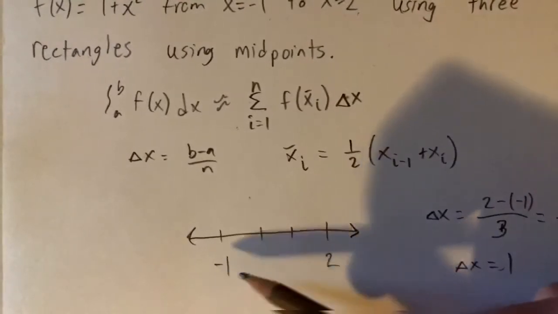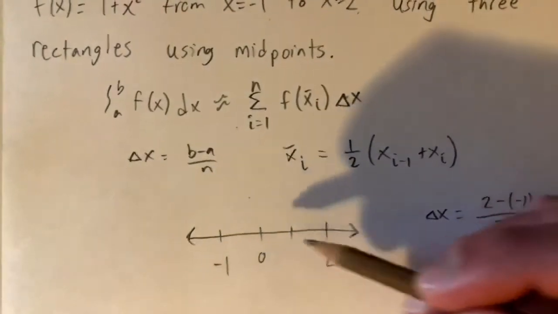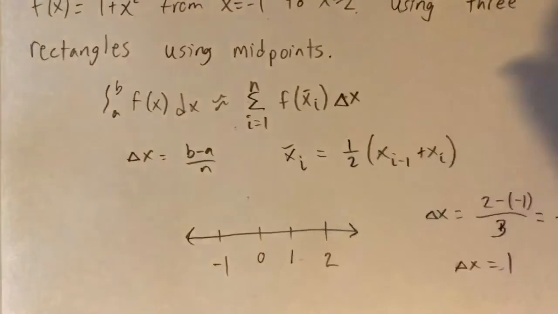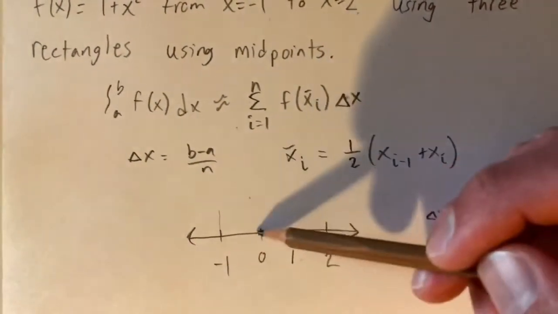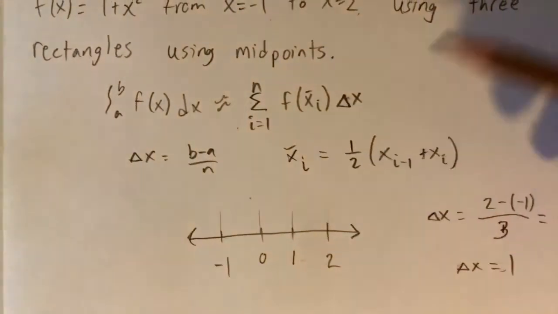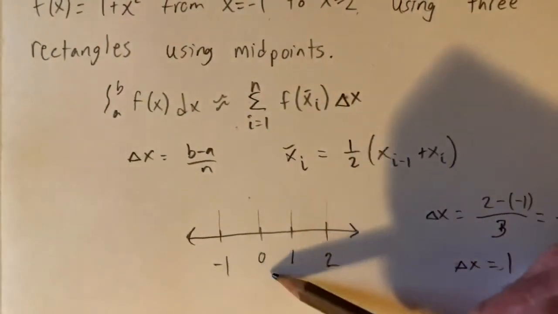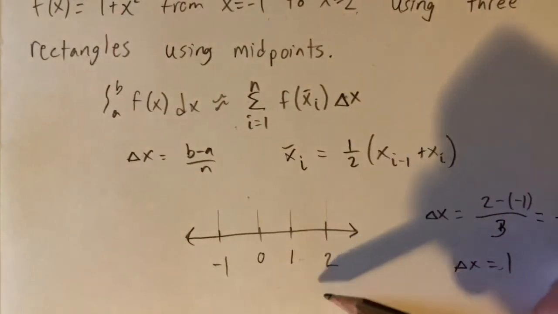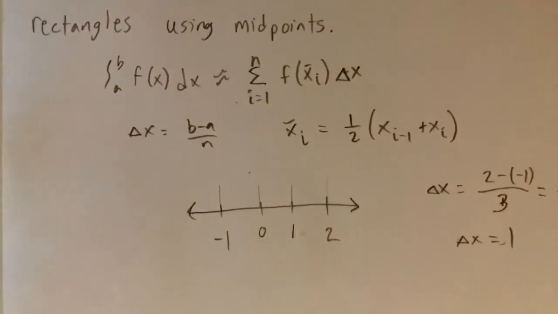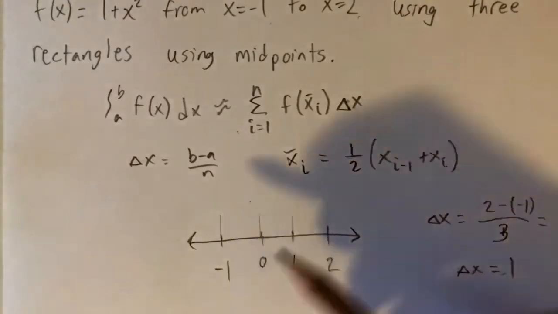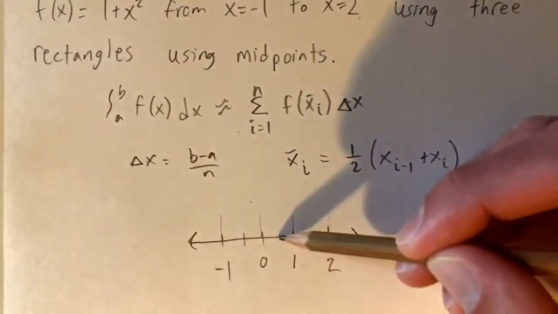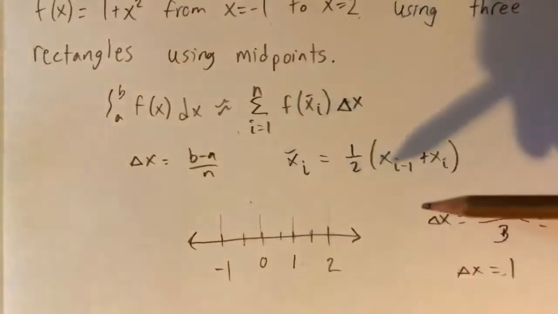So if we start at -1, we go over 1 unit, we're going to be at 0. From there, if we go over 1 unit, we're going to be at 1. So basically the edges of each of our rectangles, if you imagine our rectangles going up from here, are going to be at -1, 0, 1, and 2. If we're using the midpoint rule, our x sub i bar pieces are just going to be the middle of each of these chunks. So what we want to do is just figure out the middle of these 3 rectangles.